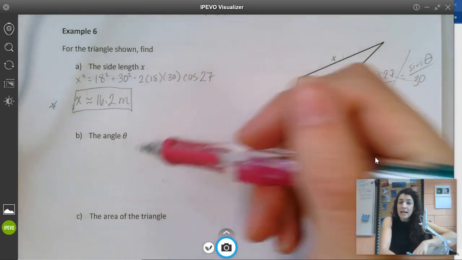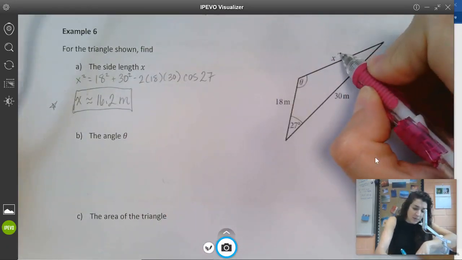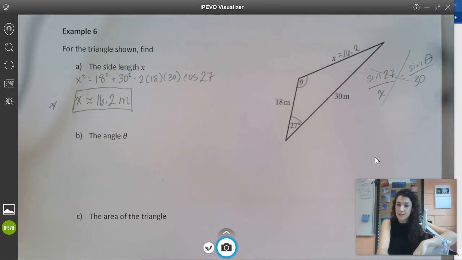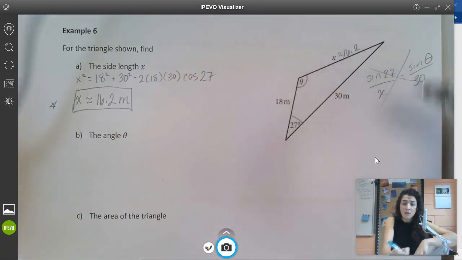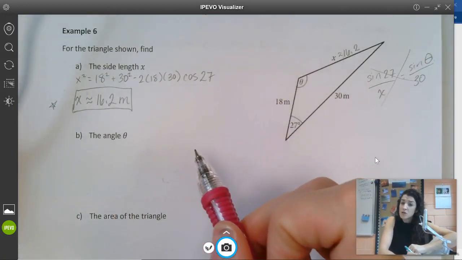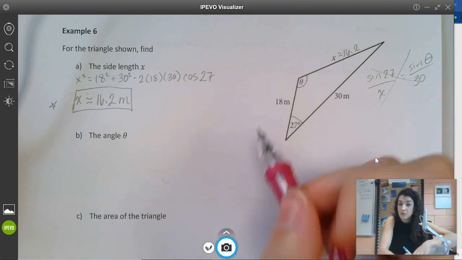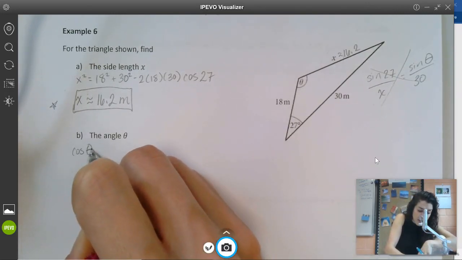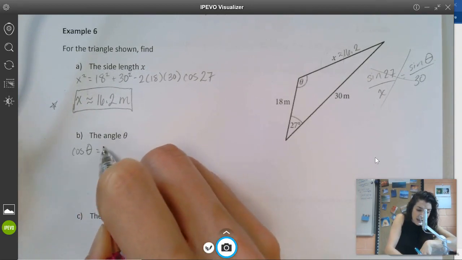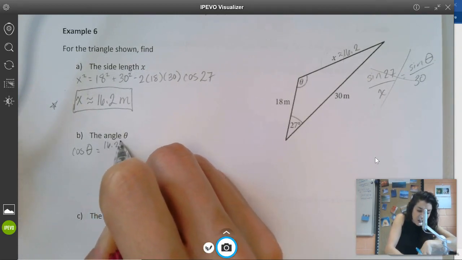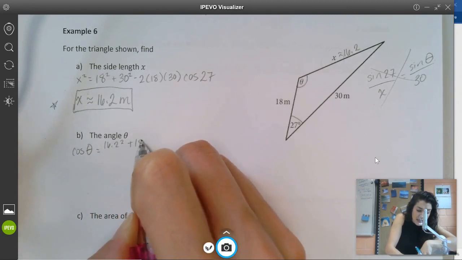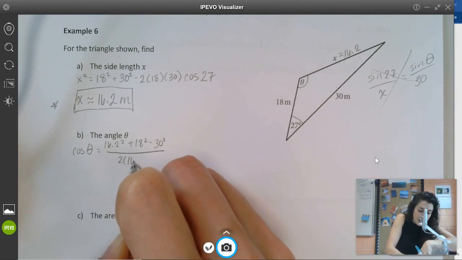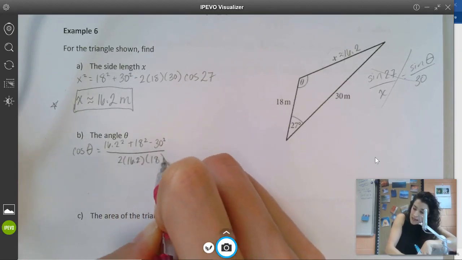Okay, now we want to solve for the angle, and we just said that x is approximately 16.2. So I would recommend with geometry always putting those values into the diagram if you can. Now we want to solve for the angle, and so we could use law of cosines. We could absolutely use law of cosines to solve for this angle, right? That'd be cosine of theta equals 16.2 squared plus 18 squared minus 30 squared all over 2 times 16.2 times 18.